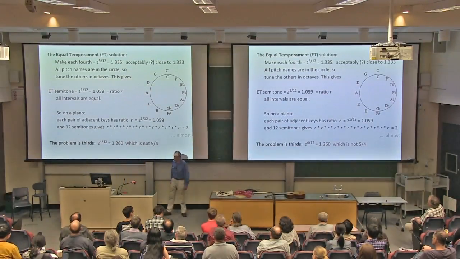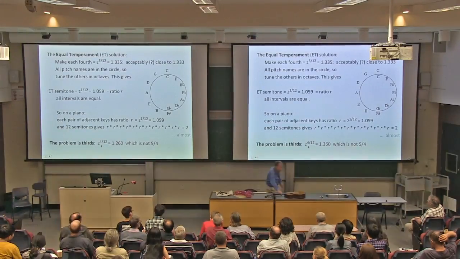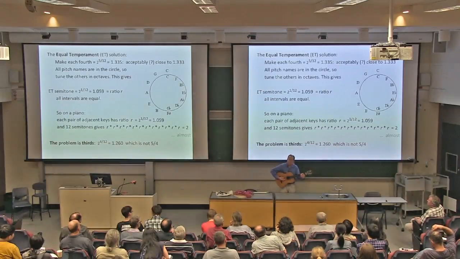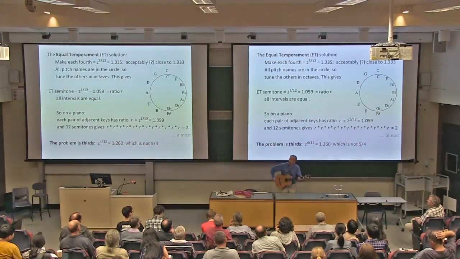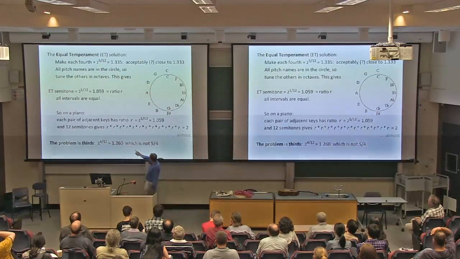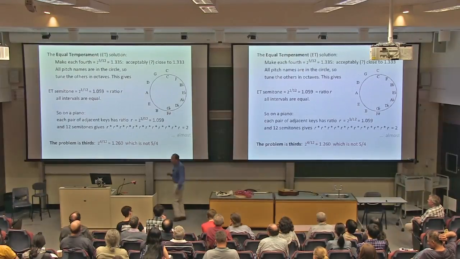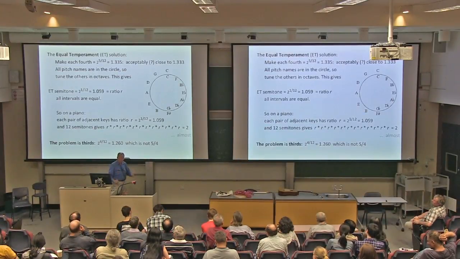Only almost a solution because of this. 2 to the 4/12ths should be a major third, going up 4 semitones. And the trouble with that is that 2 to the 4/12ths is 1.26, which is not quite the same thing as 5 on 4. So equal tempered fourths are not always a good answer. They're actually a very good answer on a piano, but they're not always a good answer.